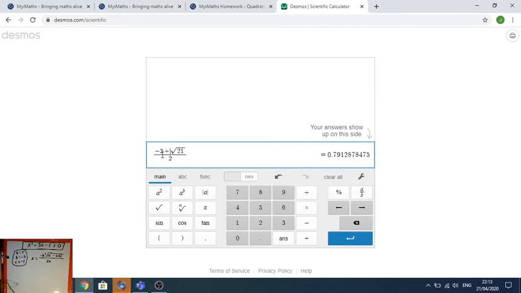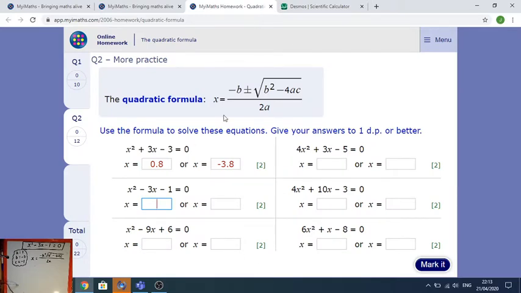So I typed in the minus 3 plus root 21 over 2, and it gave me 0.79, which I'm going to round to 0.8. Then all I need to do to get the other solution is to change the plus for a minus there in the plus minus, and that gives me minus 3.79, which I'm going to round to minus 3.8. So over to my iMaths. In fact, I've already typed those in, so we'll mark those later. And then on to the next question.